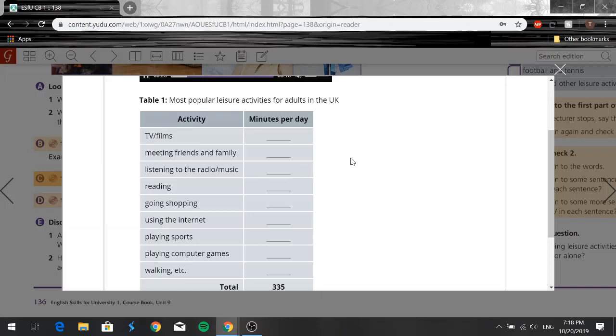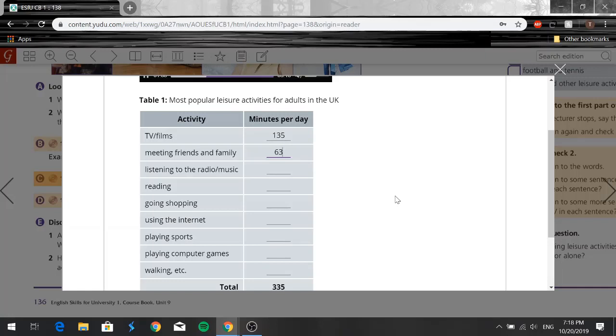So let's start. What are the most popular leisure activities for adults in the UK? According to a recent survey, people over 16 in the UK spend most time watching TV or films. The average time is 135 minutes per day. That's over 2 hours each and every day. Meeting friends is in second place. Adults spend an average of 63 minutes on meeting friends and family, of course. That's over an hour a day.